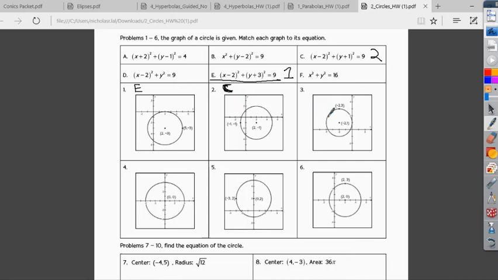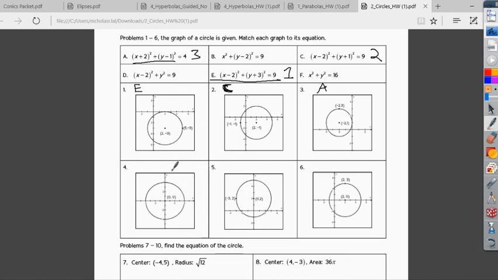For circle number 3, we have a center at -2, +1, which would give us a left-hand side equation of x plus 2 squared plus y minus 1 squared. So that's going to be a. So a is associated with 3, and 3 is associated with a.